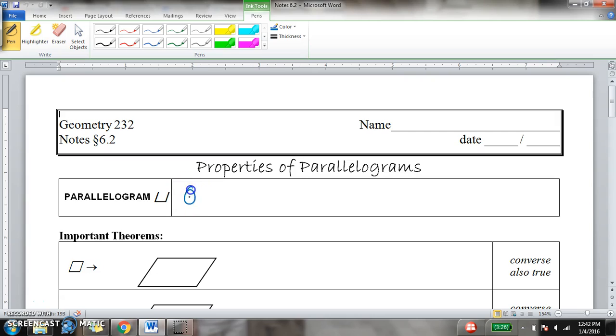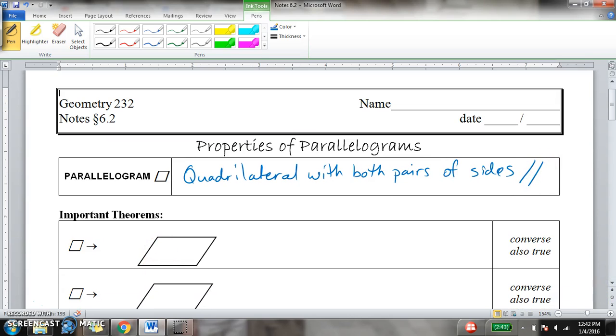A parallelogram is a quadrilateral, which we learned in the last section means a shape with four sides. So a quadrilateral with both pairs of sides parallel, meaning that the opposite sides, the ones across from each other, are parallel to each other. So this side right here is parallel to this side right here. This side is parallel to this side. And this symbol right here, this slanted rectangle looking thing, is our symbol that we use for parallelogram instead of writing out that word every time.